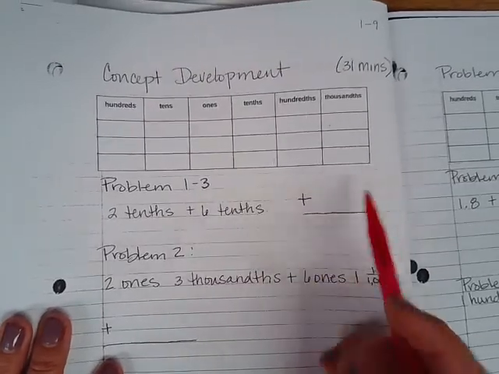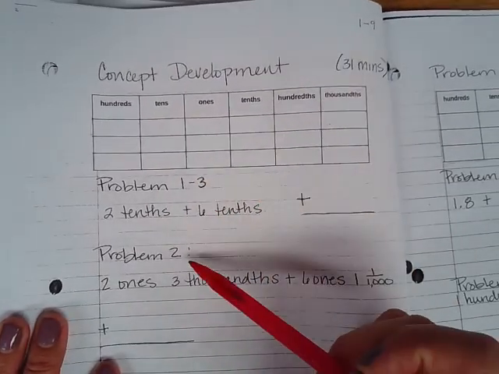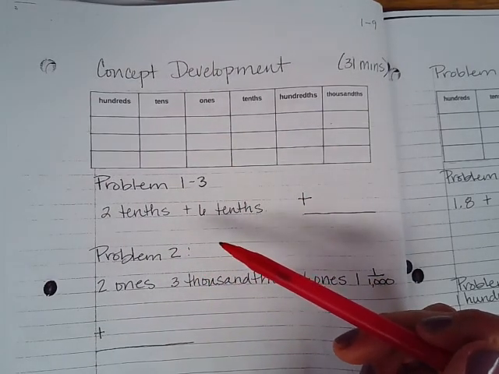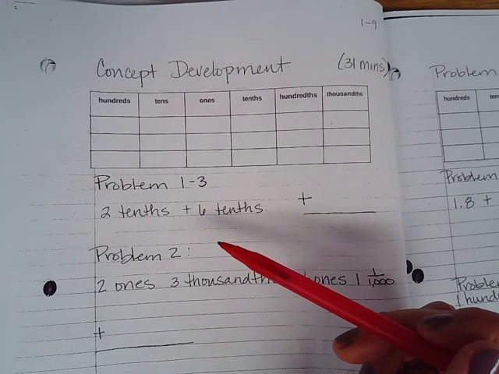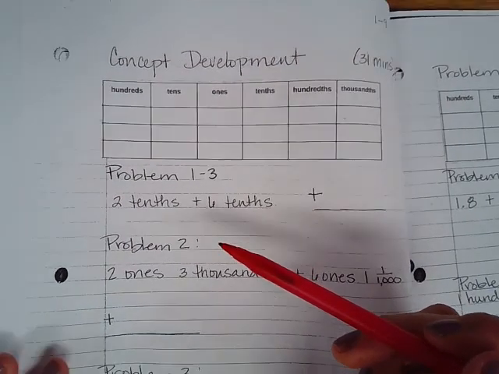This is EngageNY, Module 1, Lesson 9. Today, remember, our objective is that we are going to add decimals. We're going to add decimals using place value strategies and relate those to the written method. All right, here we go.